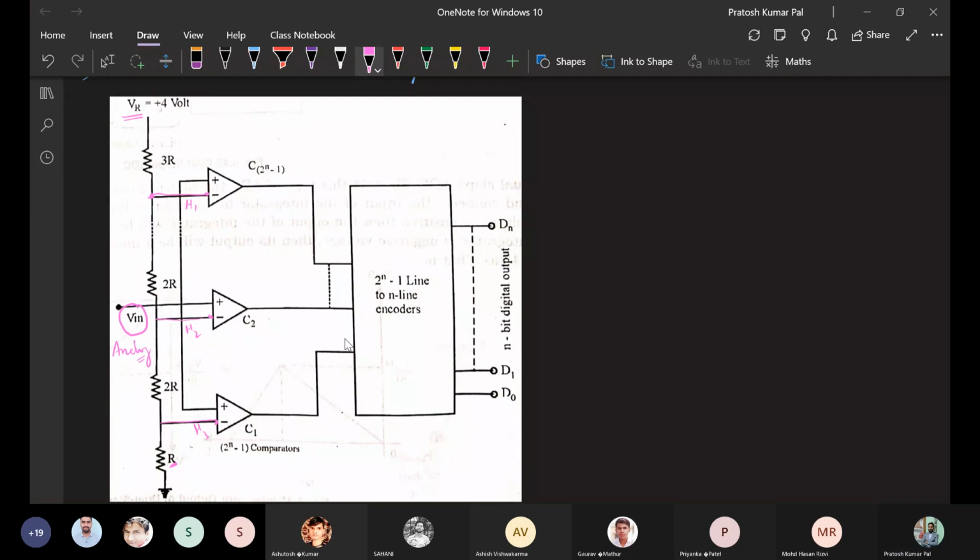So in the comparator circuit, two inputs will be there. One will be the reference voltage, and another one will be the analog input that we need to convert to the digital value. That analog value will be connected to the positive terminal, or non-inverting terminal, of the comparator. Okay, so this is the connection we will be making to all the comparator circuits.